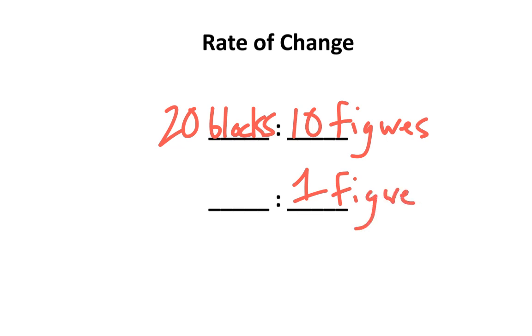Now, using cross multiplication or mental math, you can figure out that there is actually an increase of 2 blocks for every one figure. Therefore, the rate of change is an increase of 2 blocks for every one figure, or simplified, you can just use the number 2 as your rate of change. Now, you could use this rate of change and the table of values we just looked at to work backwards to find the initial value, but that would take some time. There must be a better way, and there is.